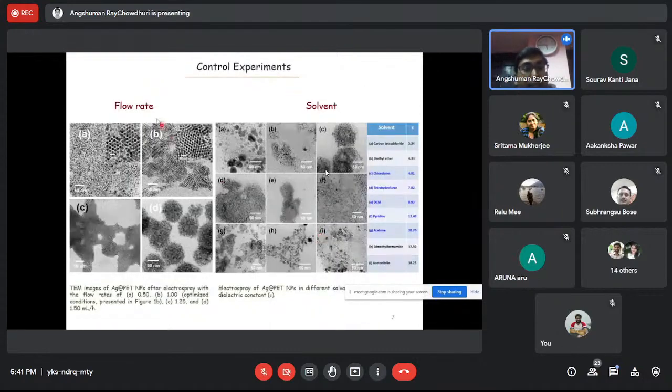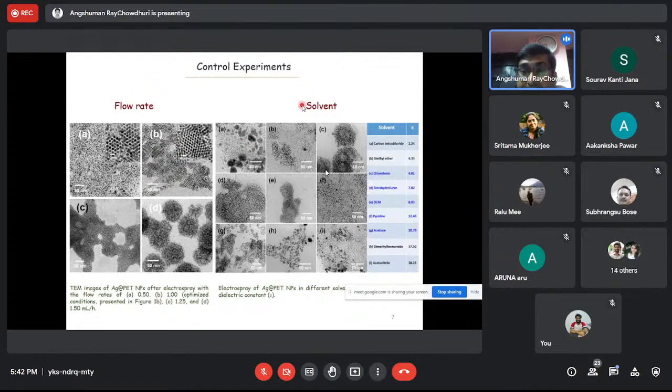Now coming to the flow rate. The flow rate is also a crucial thing because it regulates the droplet size. When the flow rate is more, the droplet size will be less. When the flow rate is less, the droplet size will be more. When the droplet size changes, the particle size also changes. We observe that when the flow rate is 1.0 ml per hour, we get such kind of assembly.